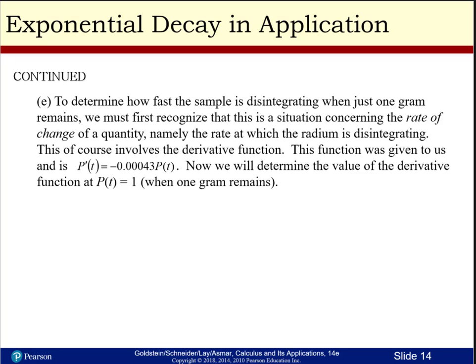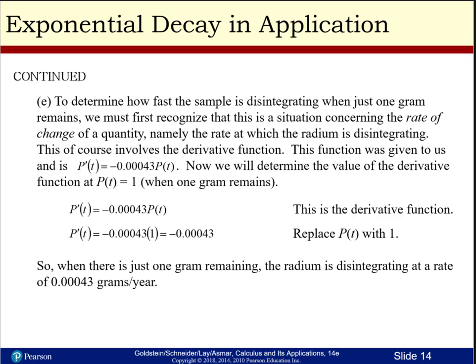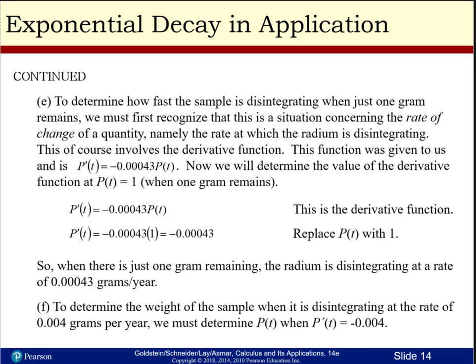The E part: to determine how fast the sample is disintegrating when just 1 gram remains, we must first recognize that this is a situation concerning the rate of change of a quantity, namely the rate at which the radium is disintegrating. This, of course, involves the derivative function. This function is given to us: P prime of t equals negative 0.00043 P of t. Now we'll determine the value of the derivative when P of t equals 1, when 1 gram remains. So we have our derivative function, we replace P of t with 1, and we get P prime of t equals negative 0.00043. Well, that was nice. So when there's just 1 gram remaining, the radium is disintegrating at a rate of 0.00043 grams per year.